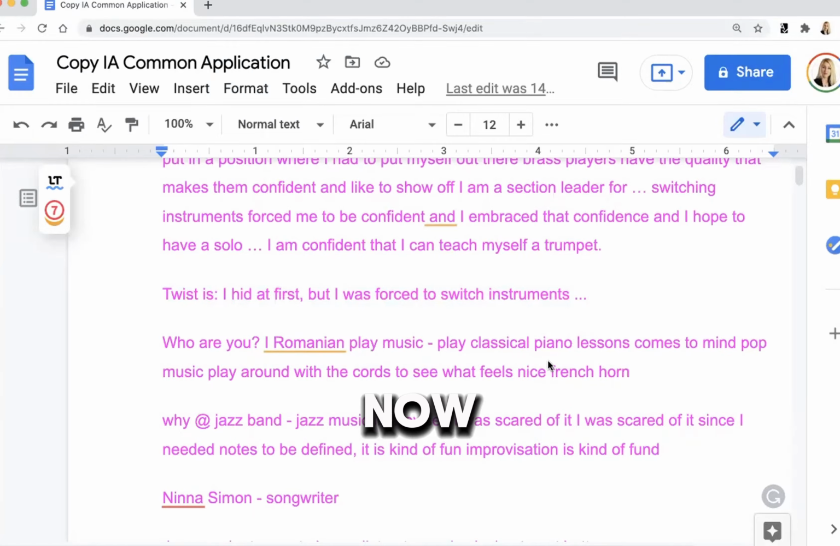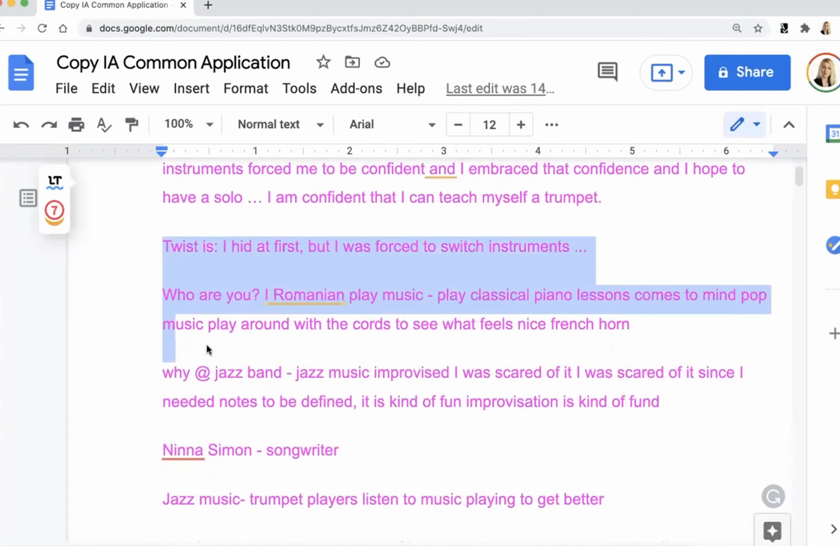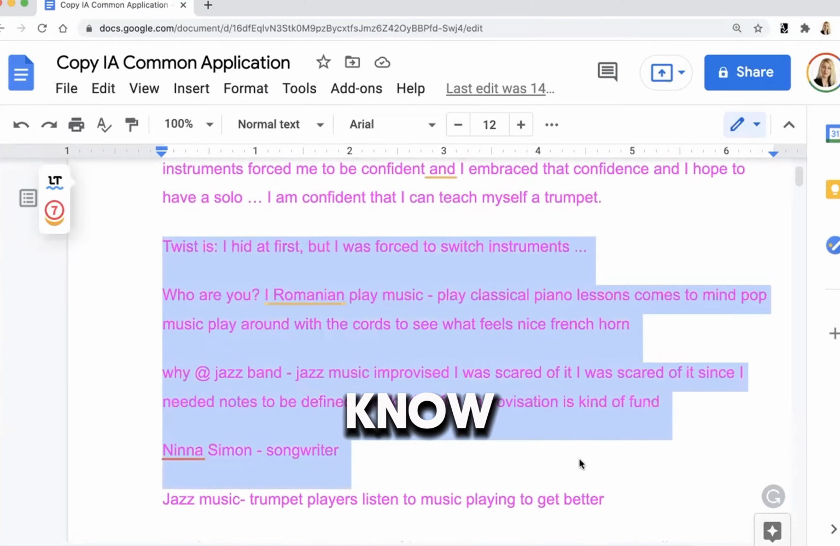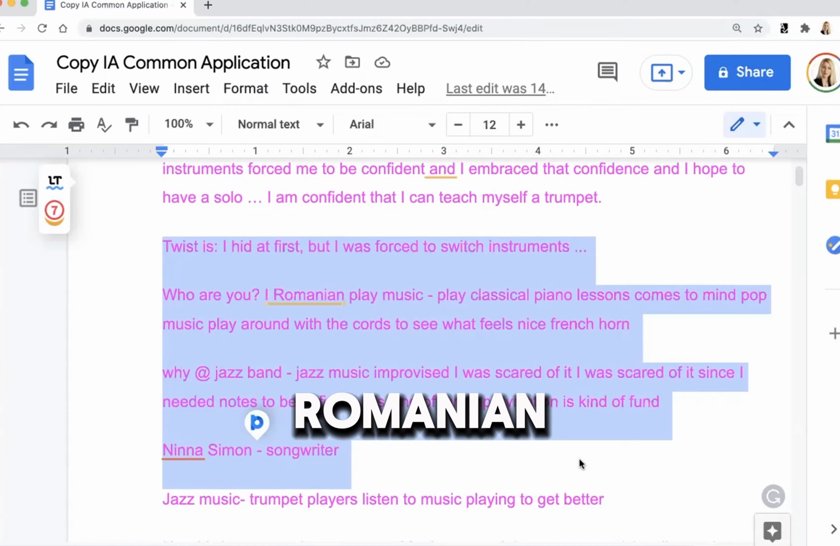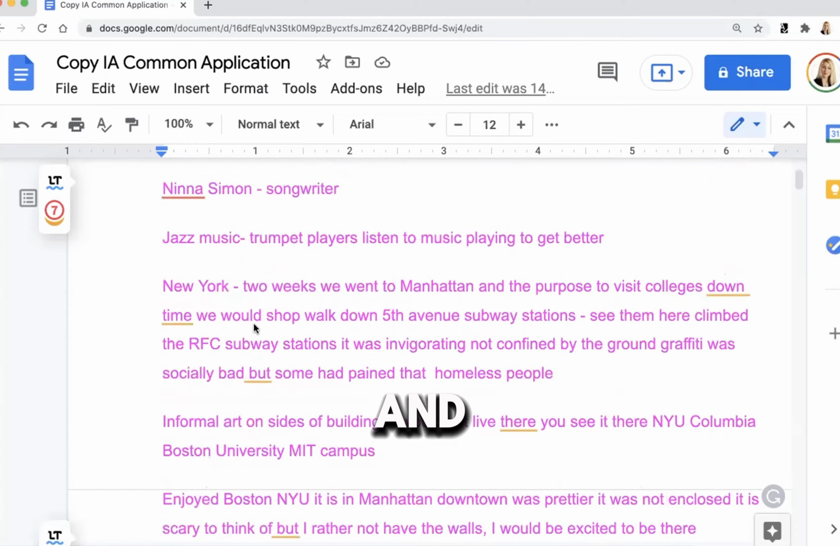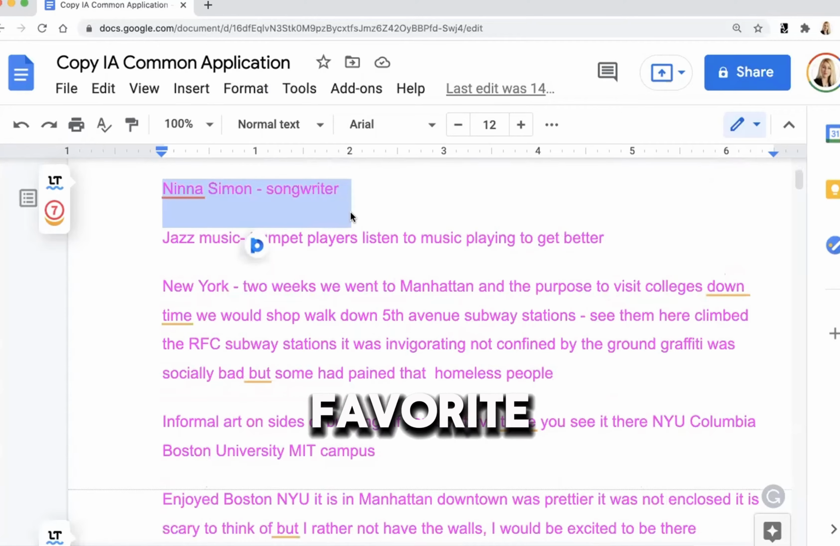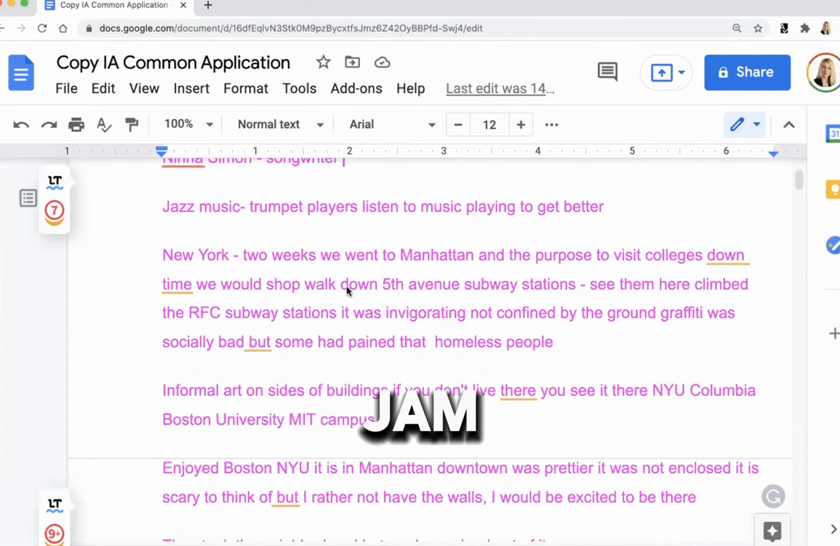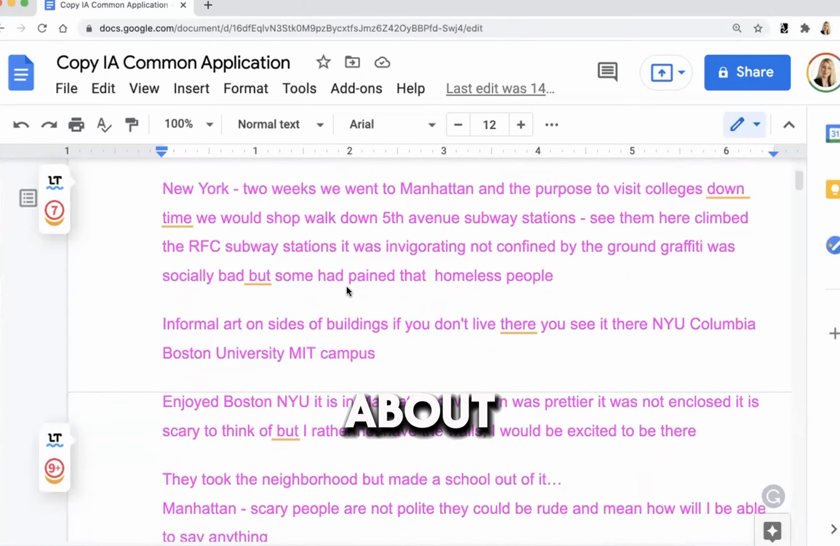All right, now in the process, before this was even concluded, as you can see, she came up with, who are you? She had to tell her story. She's a Romanian and she plays music and she's part of a jazz band. And my question was, so who is your favorite songwriter? If you're a jazz band player, you probably have something to do with music. Okay, jazz music was her jam. And then we talked about the places where she's been. Has she ever heard of a live jazz band?